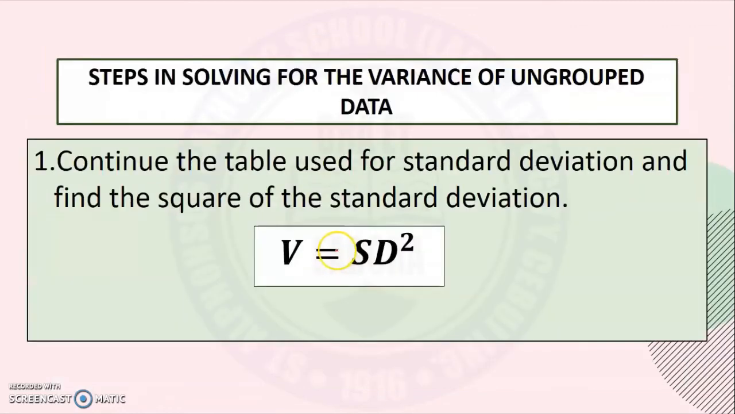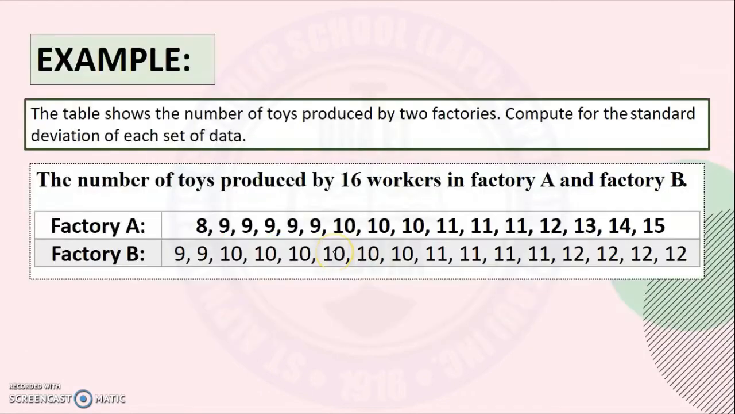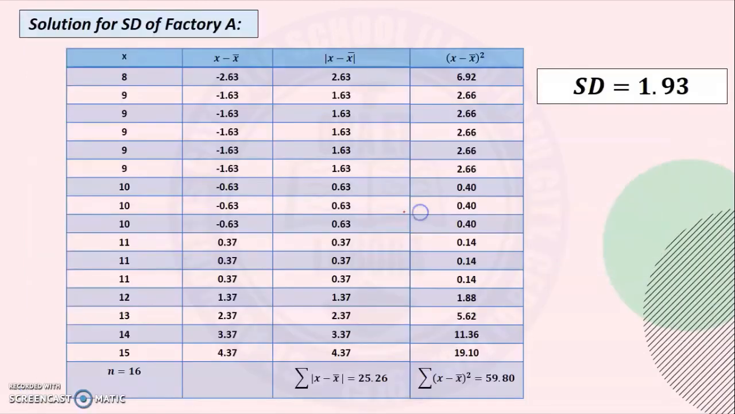Let's have the steps. There's only one step in solving for the variance, and that is to continue the table used for standard deviation and then find the square of the standard deviation using this formula. So let's continue the example. Let's solve first the variance of factory A. So to solve for the variance of factory A, we just need to continue the table used in solving for the standard deviation of factory A.